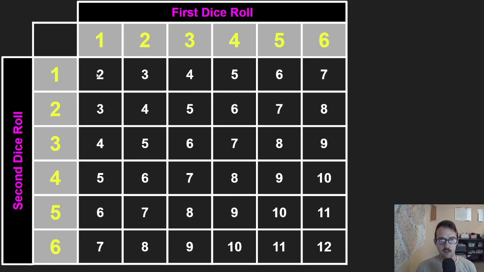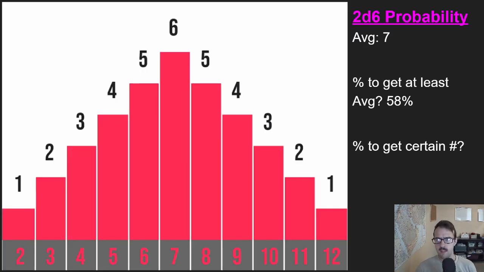Another thing to note is that there's one way to get a 2, 2 ways to get 3, 3 ways to get 4, 4 ways to get 5, etc. And then it goes back down at 8, 9, 10, 11, 12. We can take this and put it on a graph to show the probabilities of getting any specific dice roll. Here on the bottom we have essentially the number of ways we can get a certain dice roll, ranging from 2 to 12 on 2d6.